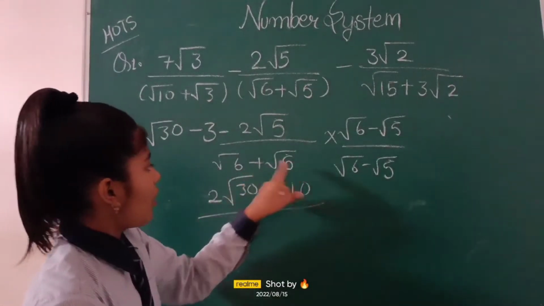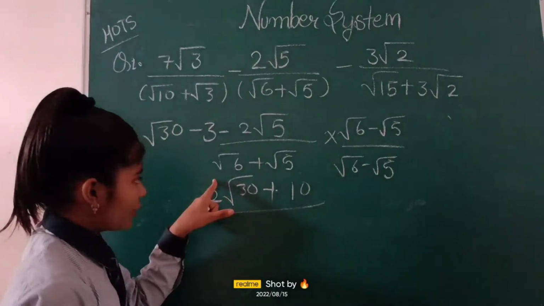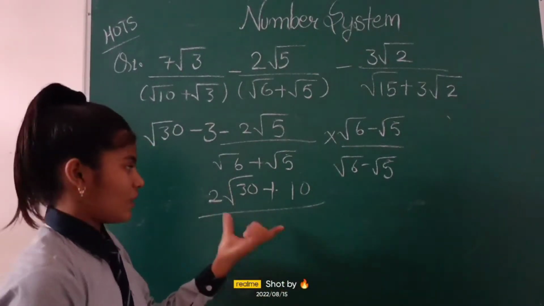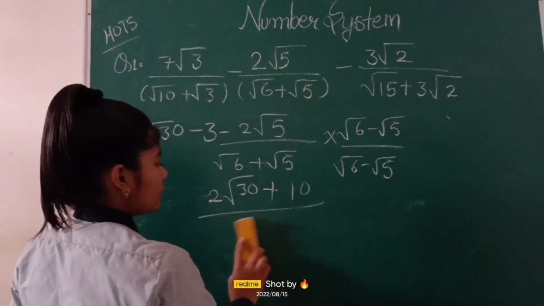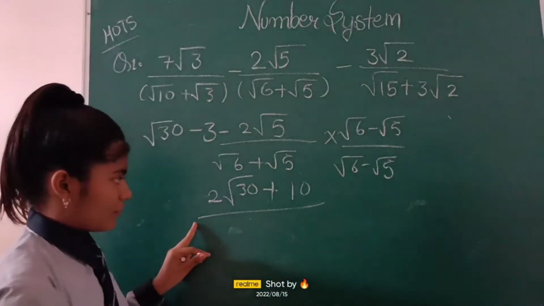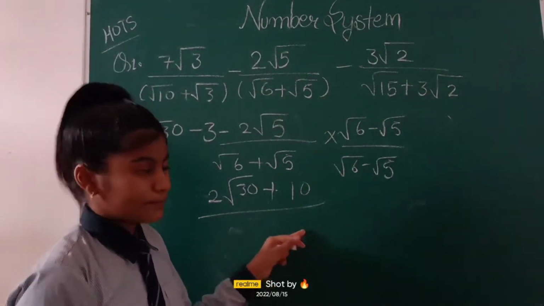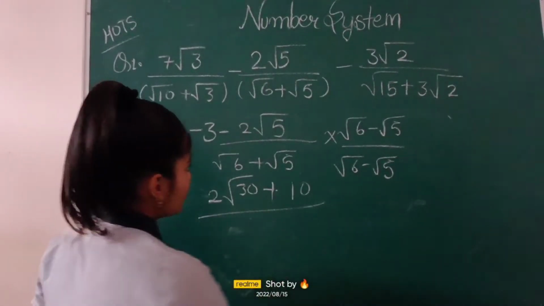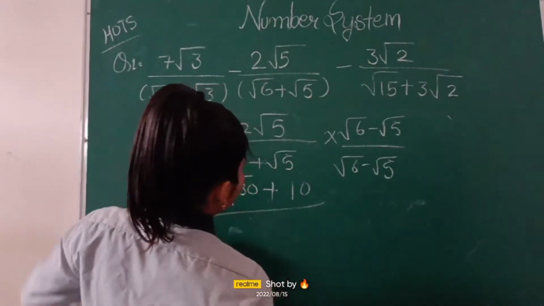Right. Now a plus b, a minus b, a square minus b square. So under root 6 square minus under root 5 square. You will get 6 minus 5, which is 1. So if we write 1, nothing matters. So we will just erase this. We got this term here: 2 under root 30 plus 10. Now we can take common, but nothing is in the denominator. So we will take 2 under root 30 plus 10.